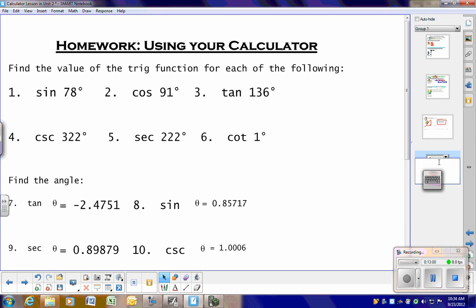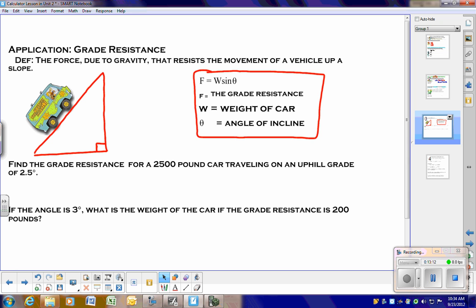There also is a page in your homework packet that looks like this. This is the homework that goes along with this lesson. In your notes packet, there's some problems we'll also do in class. But I think this is a good leaving off point. We've done the 4 cases. So we need to do grade resistance in class and a little bit of practice with your calculator. So make sure you bring your calculator to class. It's not something you can fake your way through.